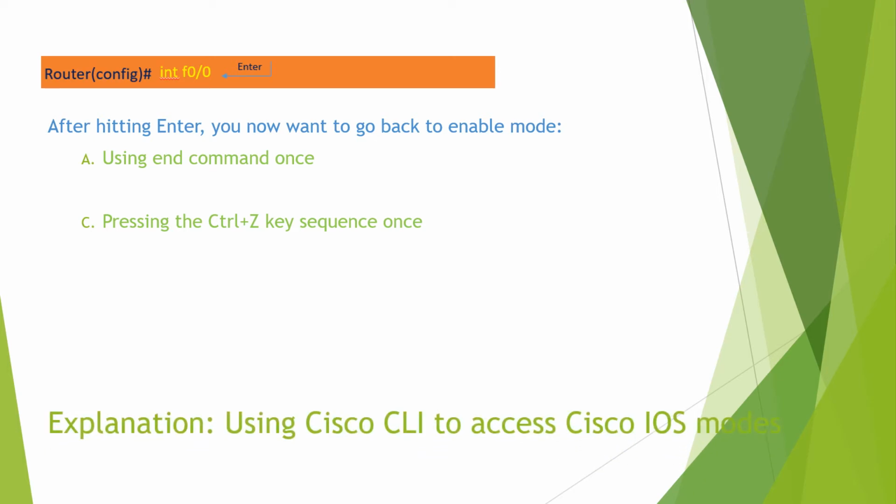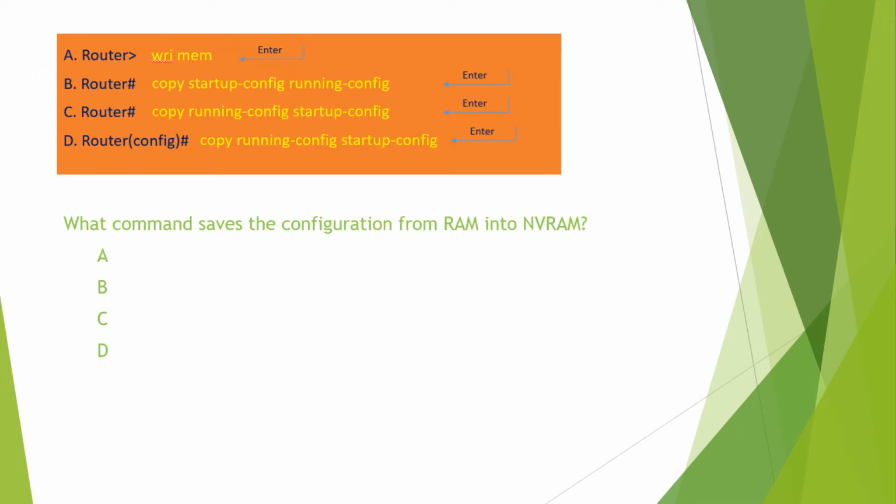Using Cisco CLI to access Cisco IOS mode. The question reads, what command saves the configuration from RAM into NVRAM? In order to answer this question, you need to remember that in order to save the configuration from RAM into NVRAM, you have to be at the privileged mode. Therefore, A is in the user mode and D in the global configuration mode. You can save the configuration.